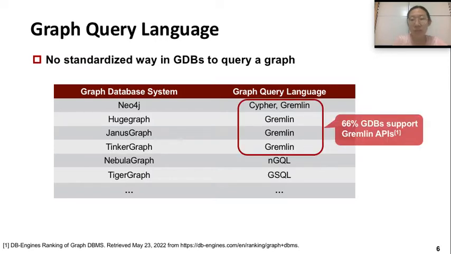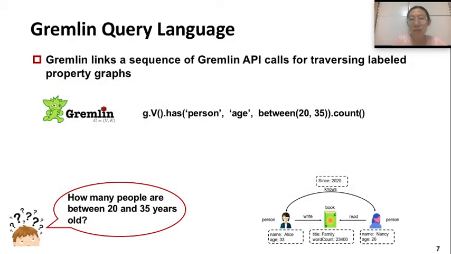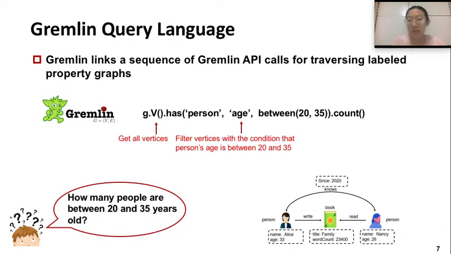Graph query languages are diverse, and there is no standardized way in GDBs to query a graph. Fortunately, around 66% of GDBs support Gremlin APIs. Gremlin is a functional query language and links a sequence of Gremlin API calls for traversing labeled property graphs. For example, we want to know how many people are between 20 and 35 years old. We first get all vertices. Then we filter vertices with the condition that the person's age is between 20 and 35. Finally, we count the number of persons that match the filter condition.